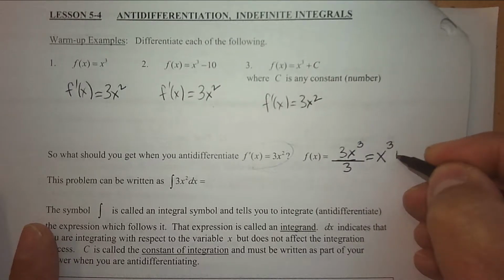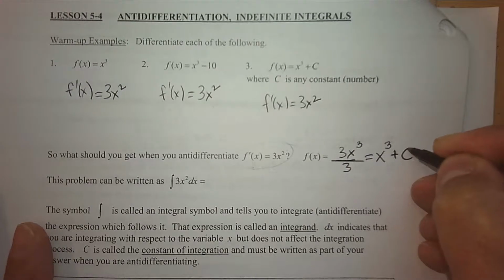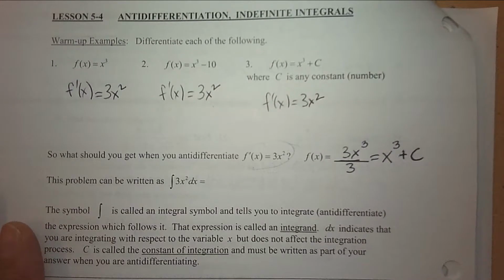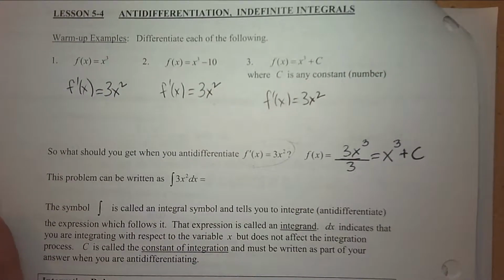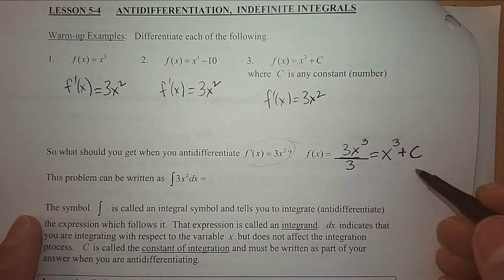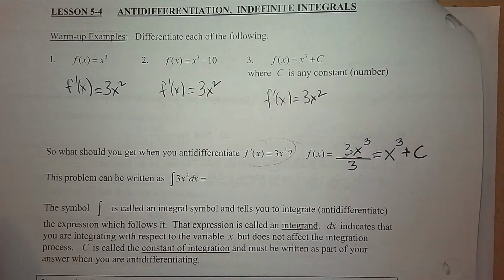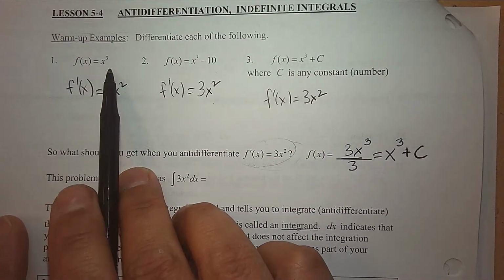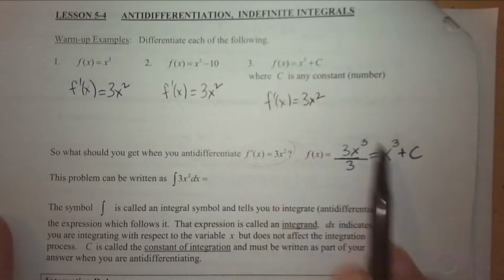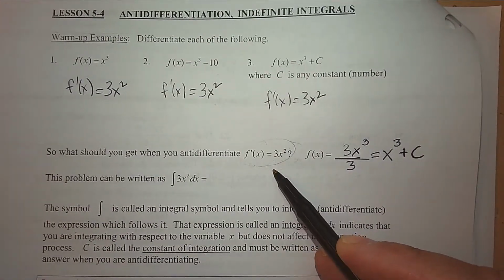But when you do the antiderivative, you have to include a constant, a general constant that could represent any constant number. Why must I do that? Because it could have been 0, it could have been -10, it could be any number added at the end that when you take the derivative would give you the answer 3x squared.